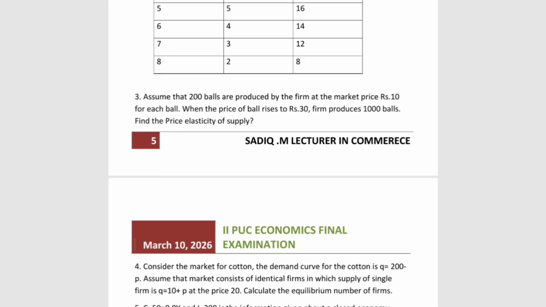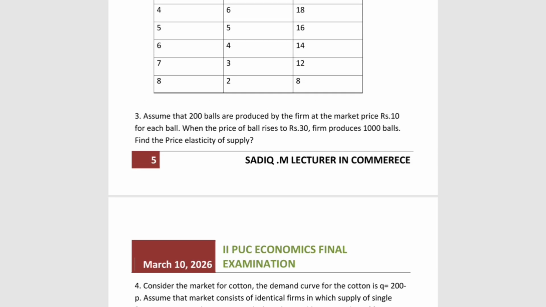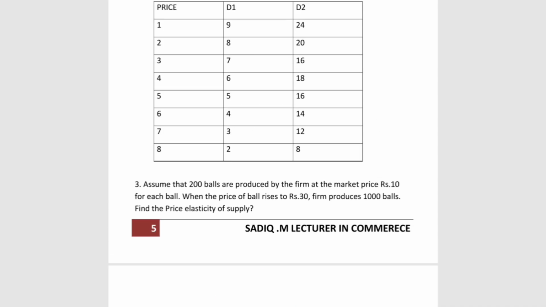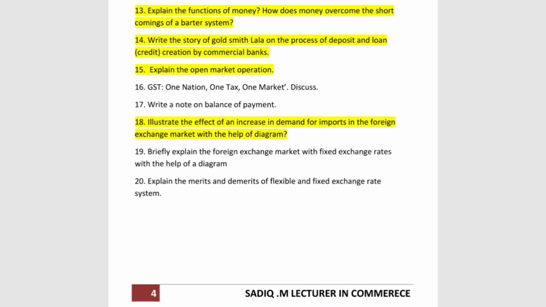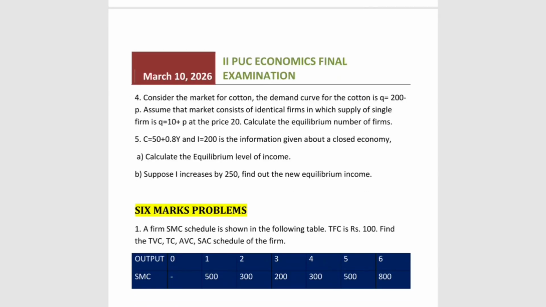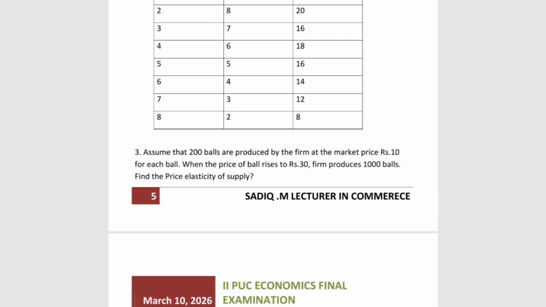Okay, the next question which I have taken from the theory of firm under perfect competition, price elasticity of supply. Assume that 200 balls are produced by the firm at the market price rupees 10 for each ball. When the price of a ball rises to 30, the firm produces 1000 balls. Find elasticity of supply. This problem is very similar to price elasticity of demand. PES is equal to change in Q divided by change in P, into P divided by Q. In price elasticity of demand, PED is equal to change in Q divided by change in P, into P divided by Q.